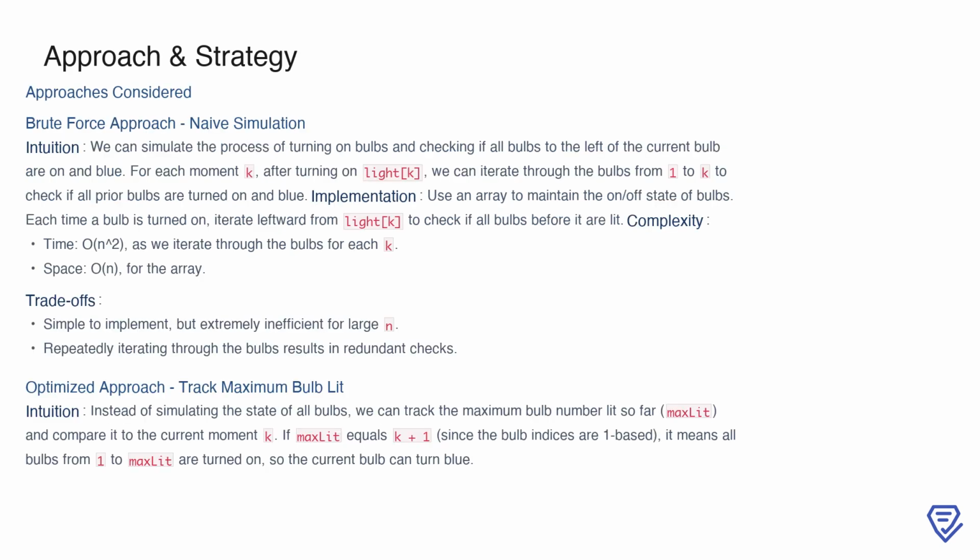To solve the Bulb Switcher III problem, we can consider two main approaches. First, there's the brute force approach, which involves simulating the process step by step. The intuition here is straightforward. For each moment k, when you turn on the bulb specified by light[k], you iterate through all the bulbs from 1 to k to check if they are all turned on and blue.